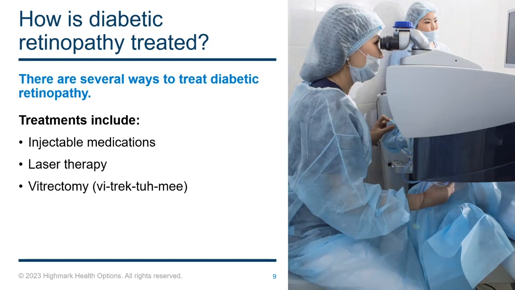The third treatment is called a vitrectomy. This procedure, which is performed in a surgery center or hospital, involves making a tiny incision in your eye to remove blood from the vitreous, as well as scar tissue that's tugging on the retina. This procedure is performed under a local or general anesthesia.